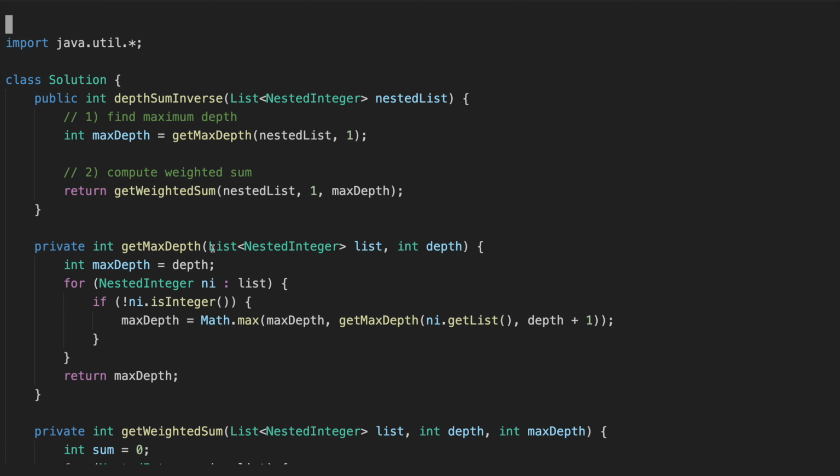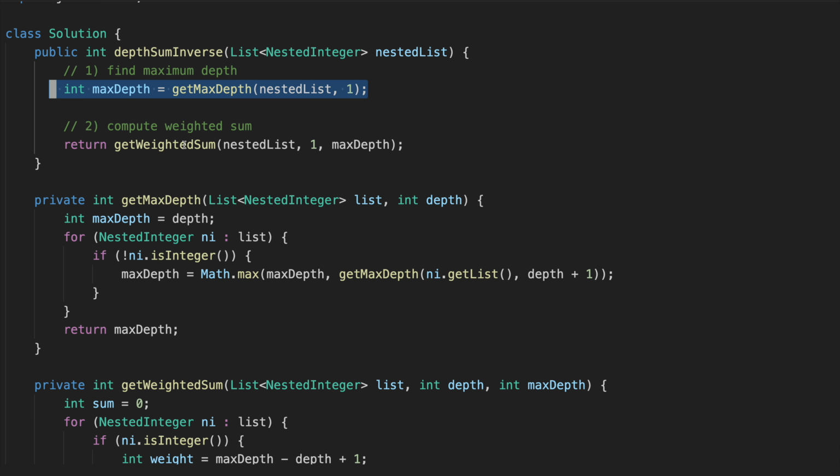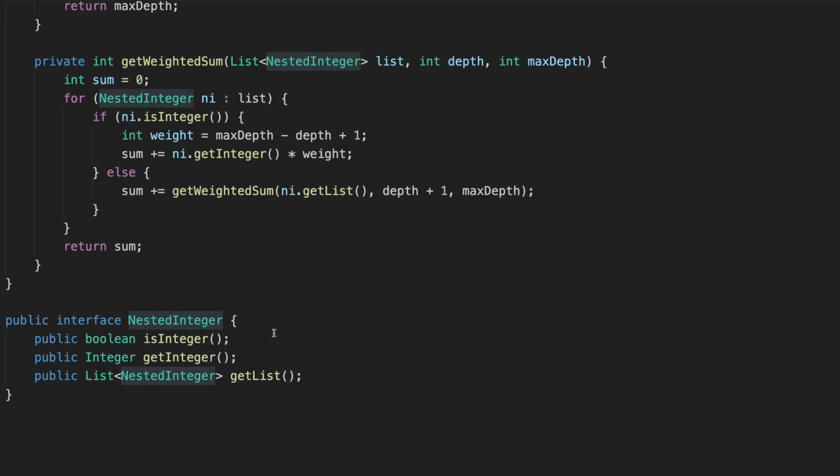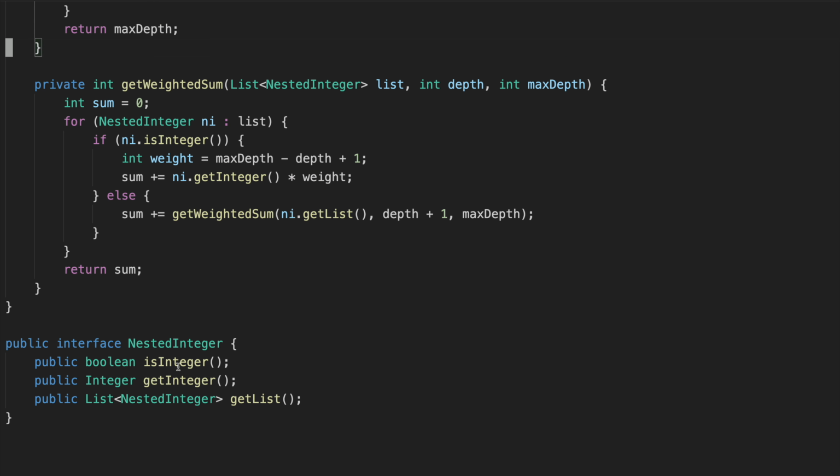So again, in the first pass we have two methods here. The first one is computing the depth of our tree. So we pass our list and the current depth. Also what's important to know is the nested integer. What is the nested integer? It's an interface and it has three methods: isInteger, getInteger, and getList.